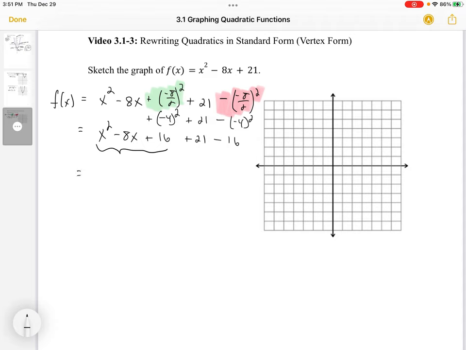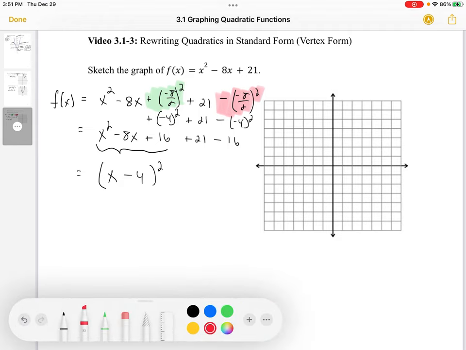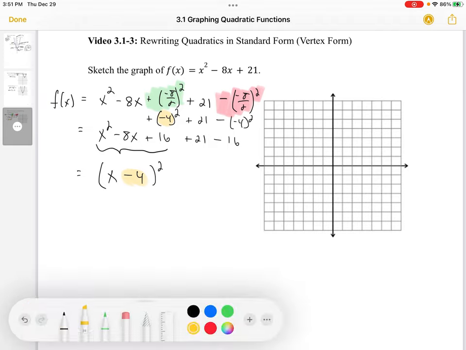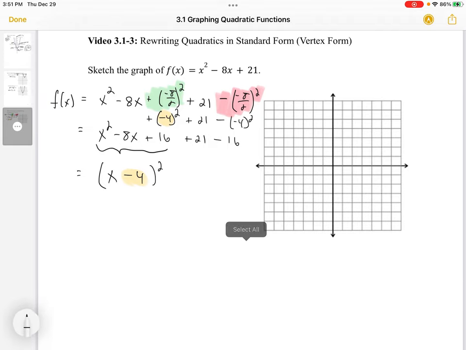I am now going to factor x squared minus 8x plus 16 as a perfect square trinomial. So I know this is going to be x minus 4 quantity squared. How do I know that? How did I factor that so quickly? Well, when I completed the square, that negative 4 right there is going to be part of my factor. And now I can combine 21 minus 16, which gives me positive 5.